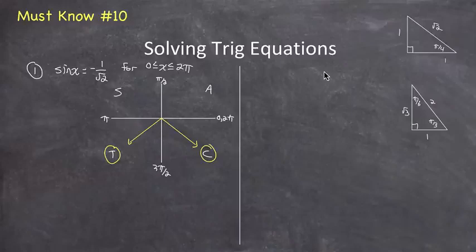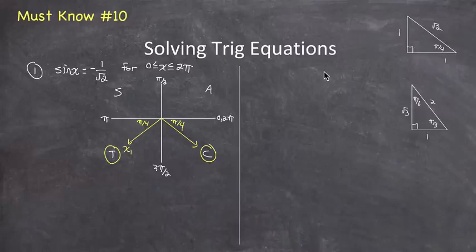And what is the reference angle that creates a ratio of 1 over root 2? Well, sine of pi over 4 equals opposite over hypotenuse, 1 over root 2. So I know the reference angle for both of these terminal arms is pi over 4. And now I just have to calculate the two angles to get to those terminal arms.